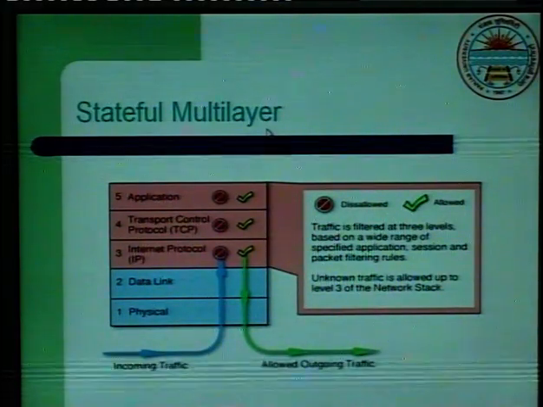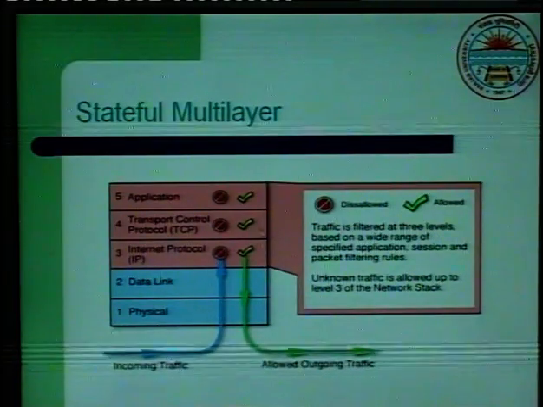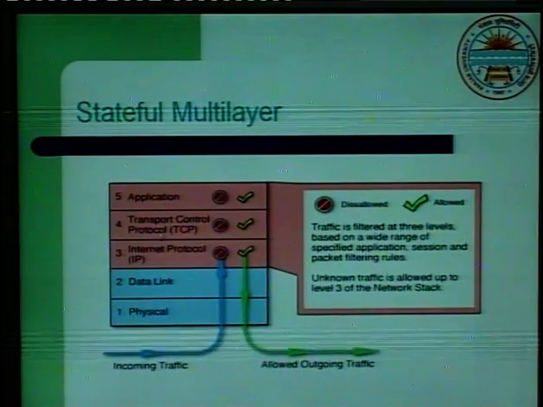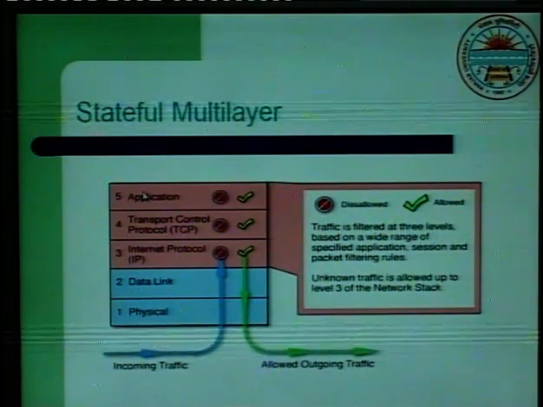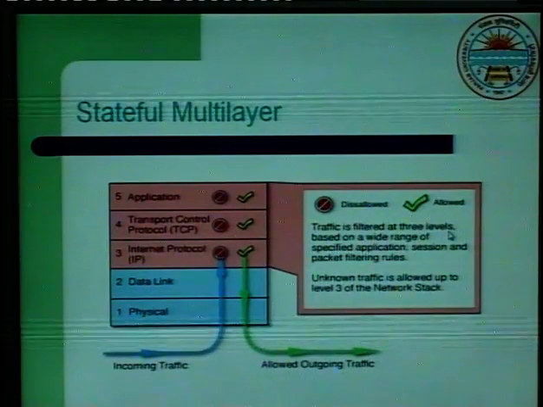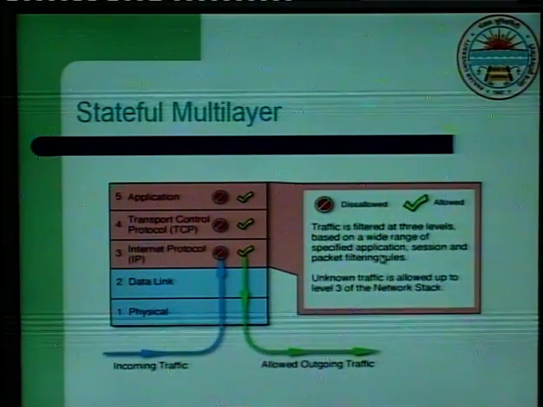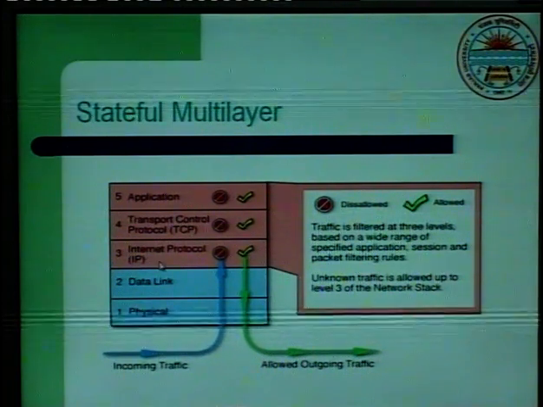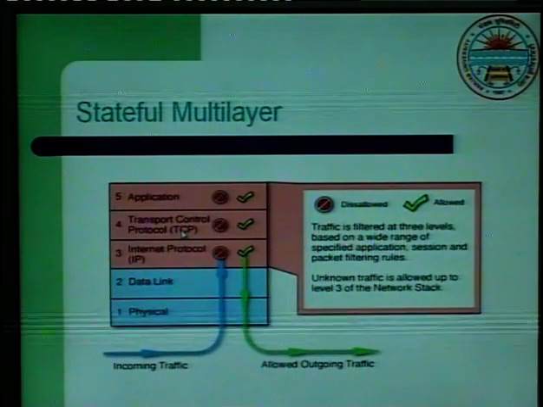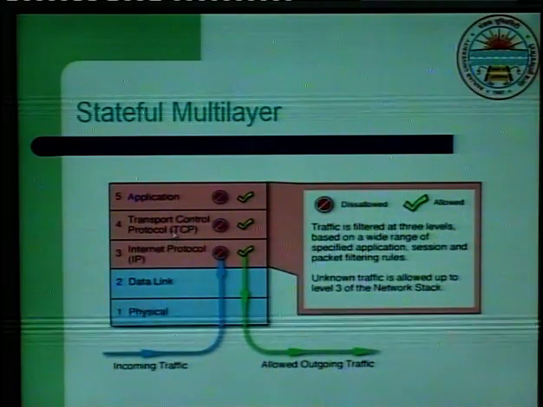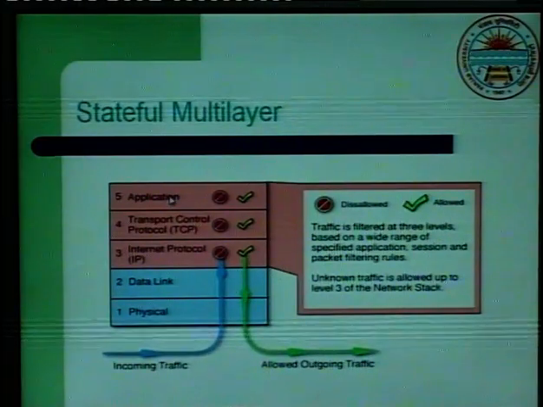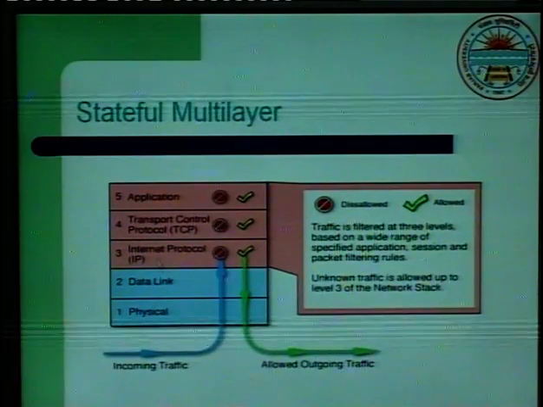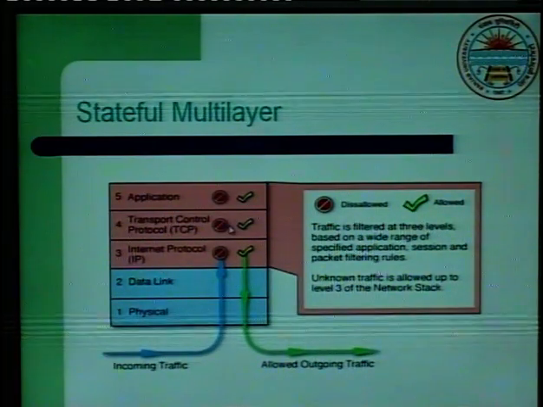So, in a stateful multi-layer firewall, your packet may be filtered at the network layer, at the circuit layer or session layer, or the application layer. So, traffic is filtered at three different layers based upon a wide range of specific application, session and packet filtering rules. So, if a packet is filtered at the IP layer, there is no need to go to the session layer and application layer. If it is filtered at the session layer, no need to go to the application layer. So, it combines good features of IP filtering firewalls as well as application level firewalls.